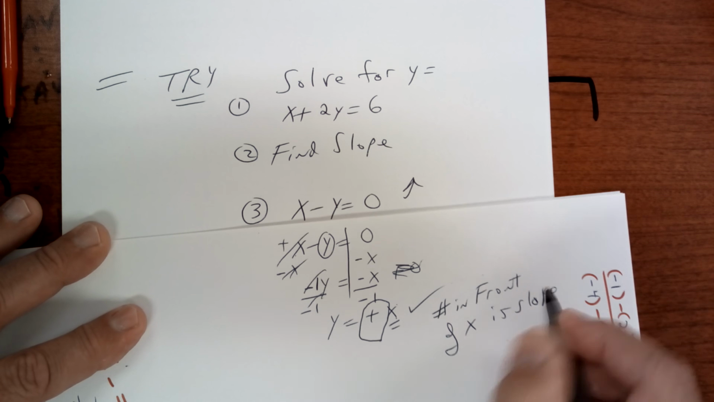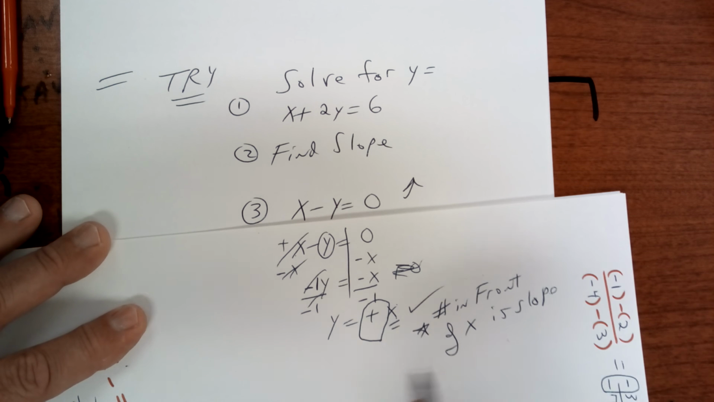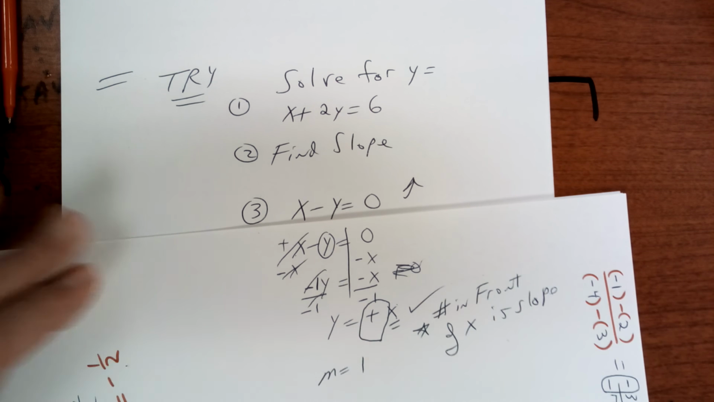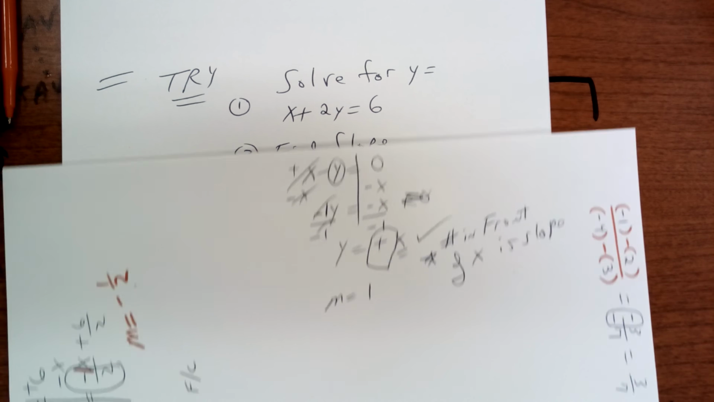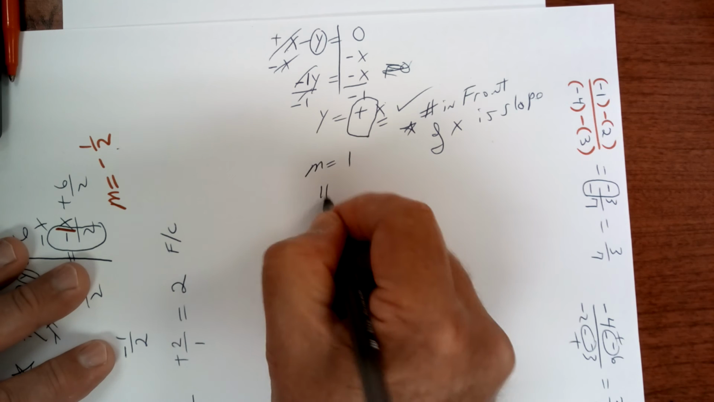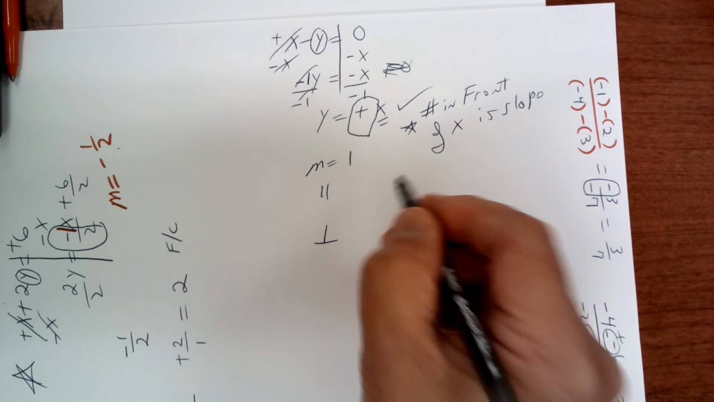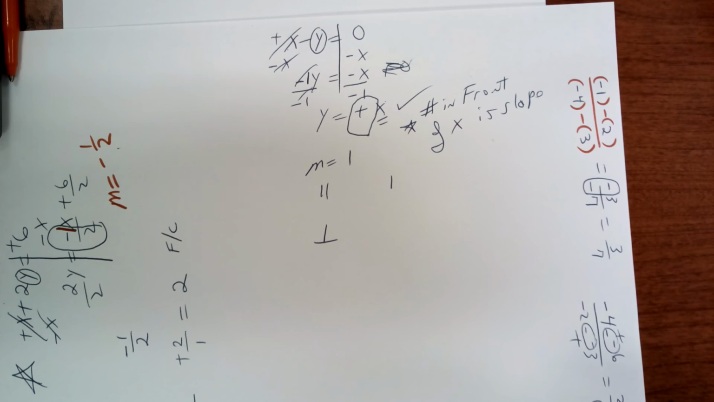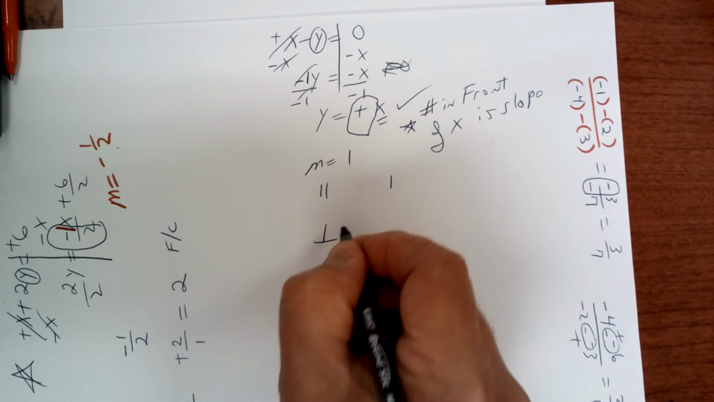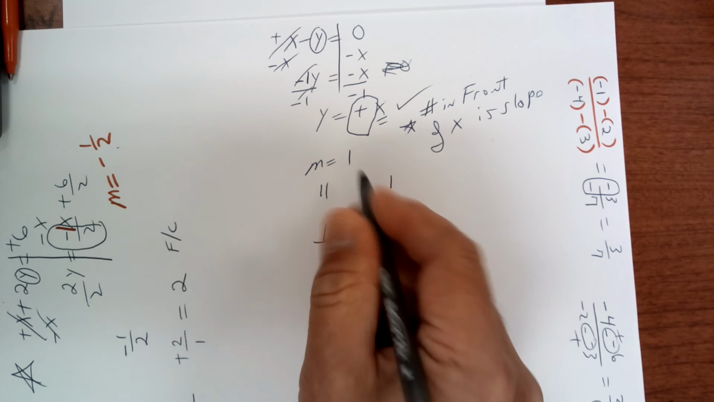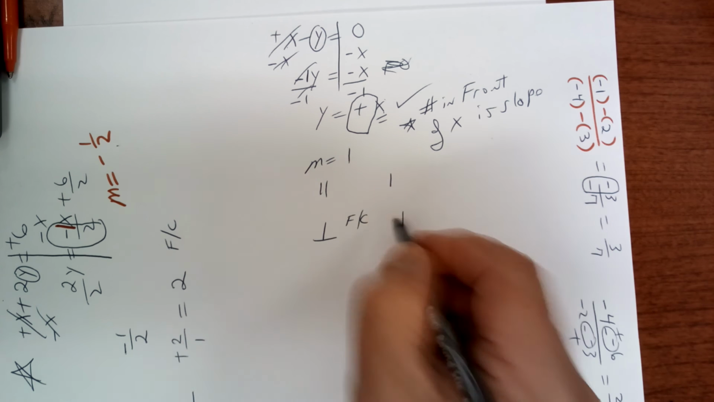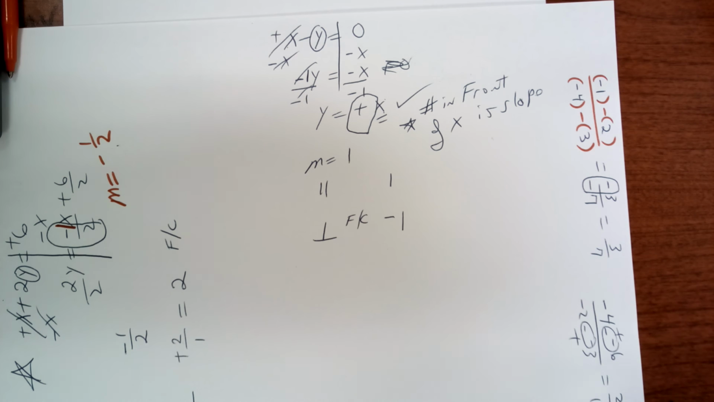Write that down. Number in front of x is slope. Put a star by that. So that's going to be a positive 1 is the slope. Make sure you understand that. Now, give me parallel and give me perpendicular. Well, to be parallel, you're going to use the same slope. To be perpendicular, you're going to flip it and change it. Well, if you flip 1, it's still going to be 1. And if you change it, it becomes a negative. And there it is. Make sure you know that.